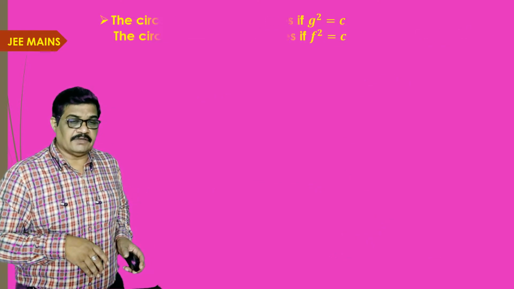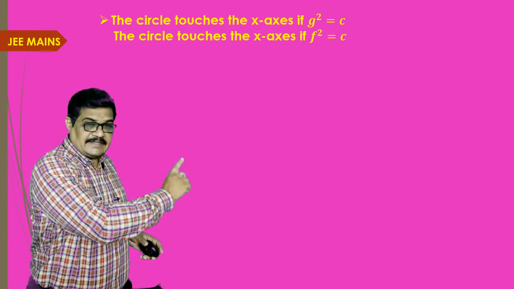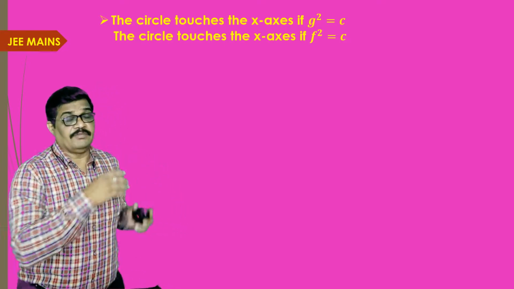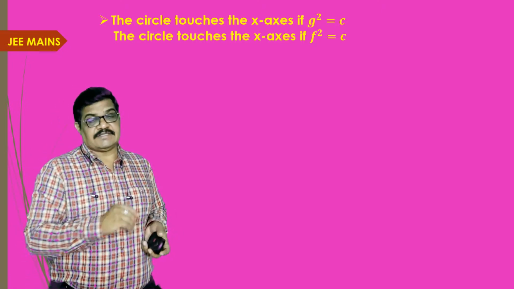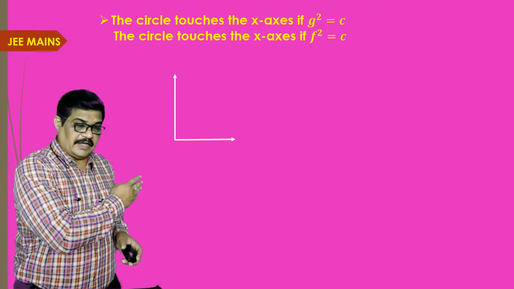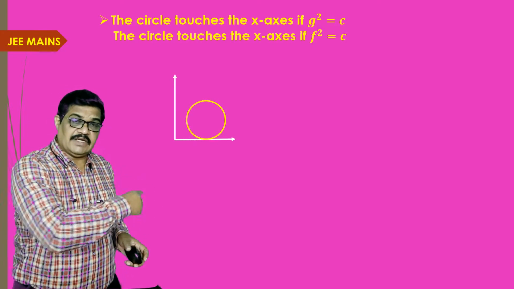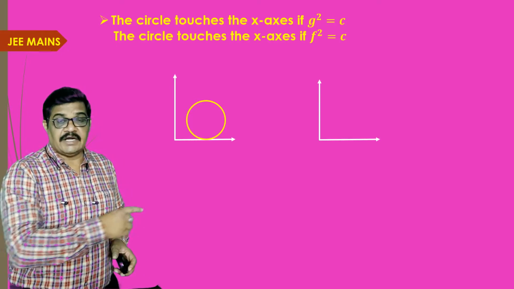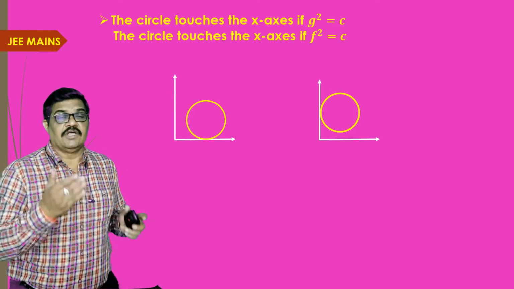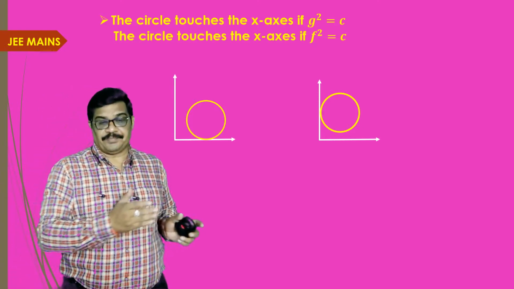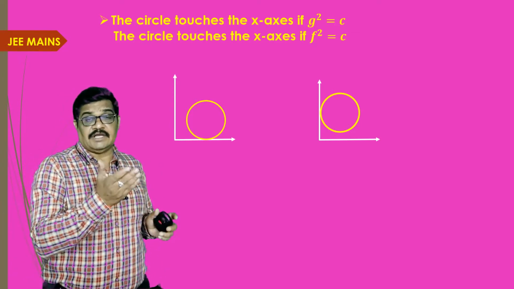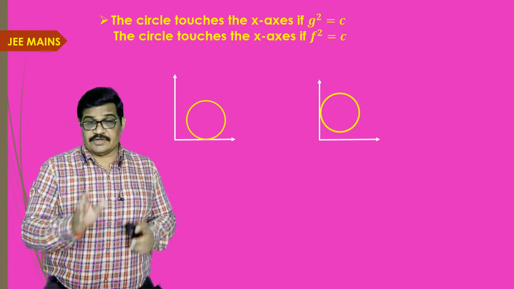Next one: if the circle touches the x-axis, then what is the condition? g square is equal to c. If the circle touches the y-axis, then the condition is f square is equal to c. Look at the diagram. In the first diagram, the circle touches the x-axis. In the second diagram, the circle touches the y-axis. These are the conditions: if any circle touches the x-axis, then g square is equal to c, and if it touches the y-axis, then f square is equal to c.